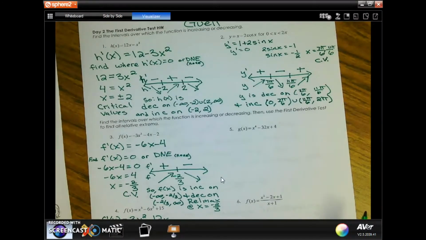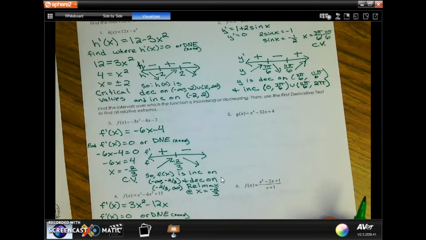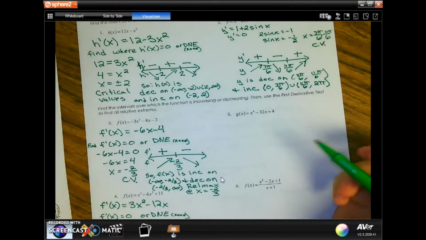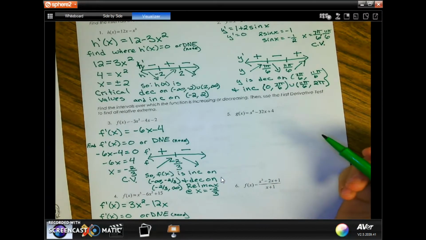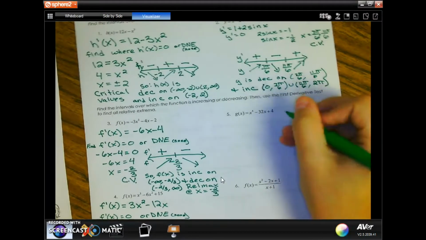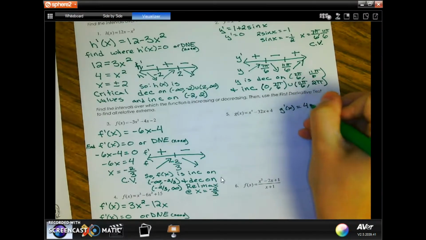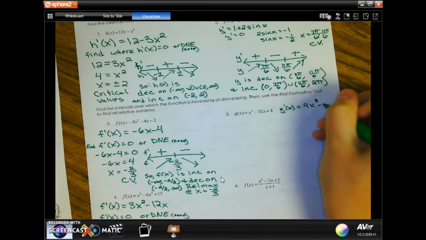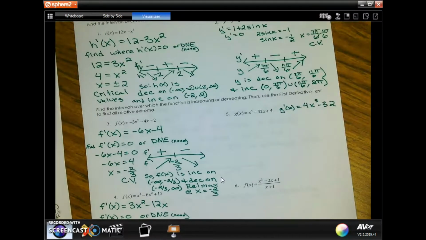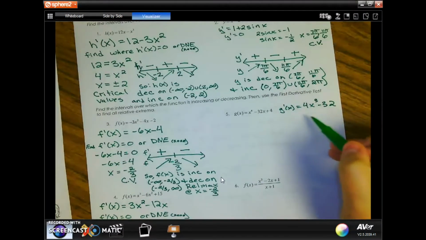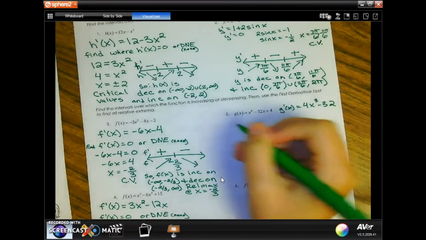Okay. In the next section, it says find the intervals over which the function is increasing or decreasing, then use the first derivative test to find all relative extrema. So this is kind of a double. Very similar, we still need to find the derivative, and we set the derivative equal to 0. Here my derivative is going to be 4x cubed minus 32. I take that and set it equal to 0. Again, I don't need to worry about where this one does not exist, because that's going to exist everywhere.